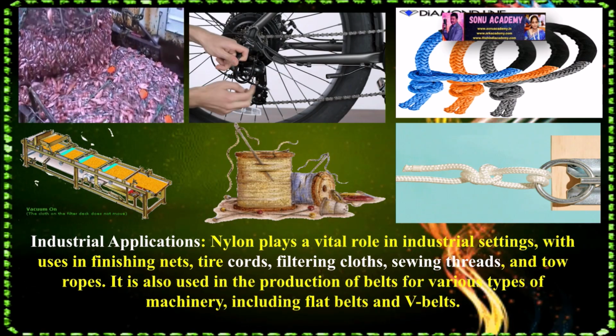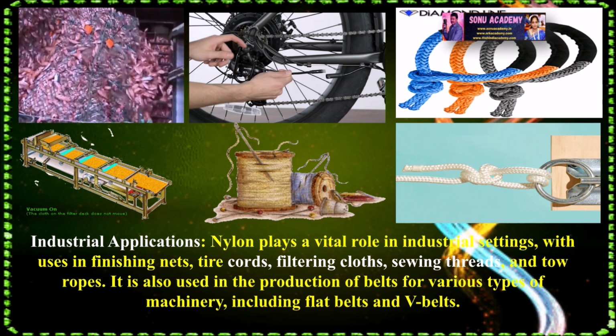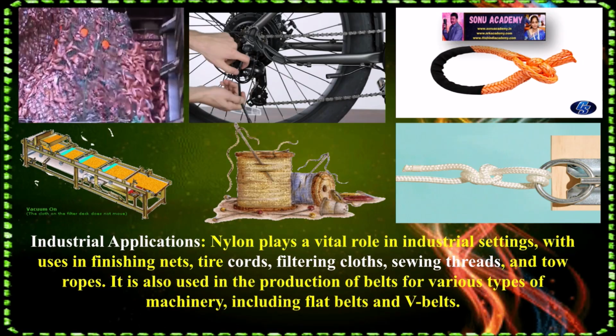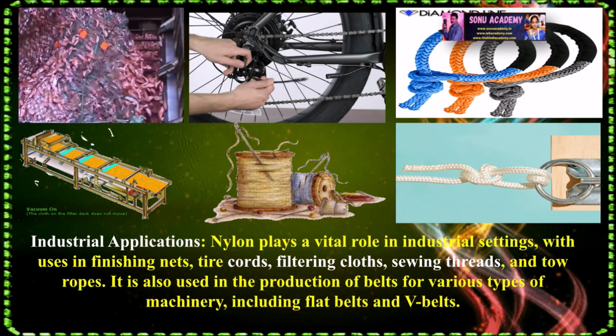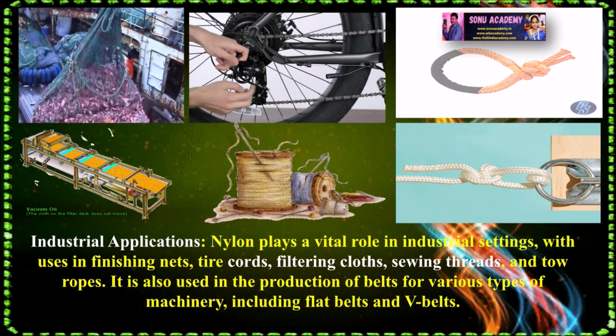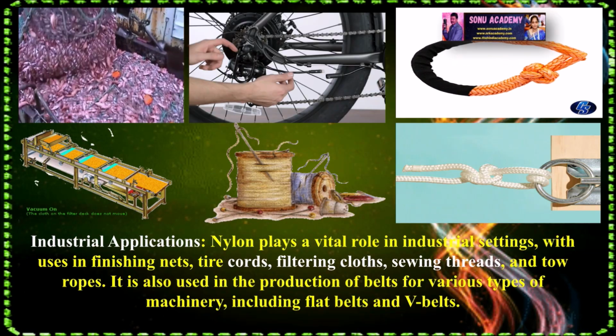Children, let us discuss the use of nylon in industrial applications. Nylons play a vital role in industrial settings, with uses in fishing nets, tire cords, filtering cloths, sieving threads, and tow ropes. It is also used in the production of belts for various types of machinery, including flat belts and V-belts.